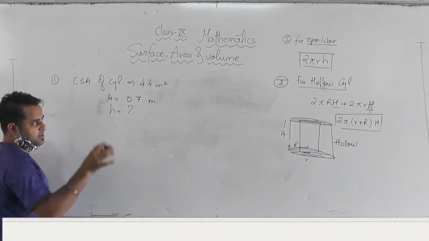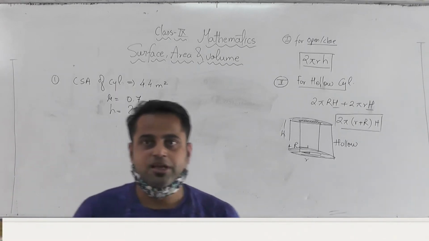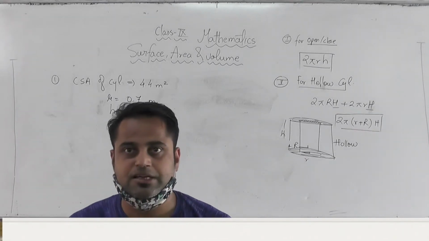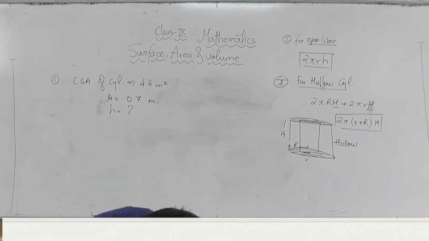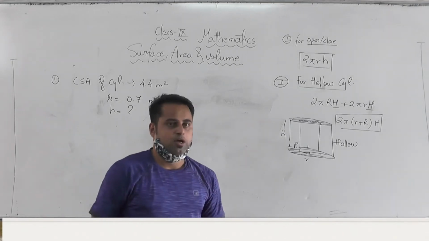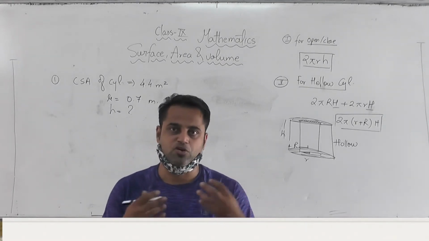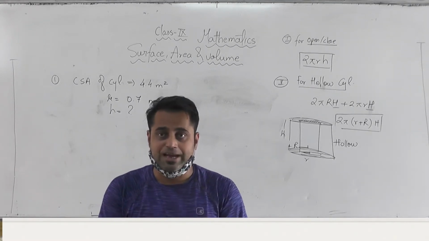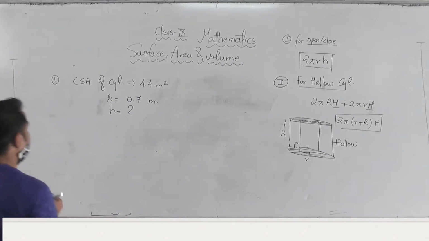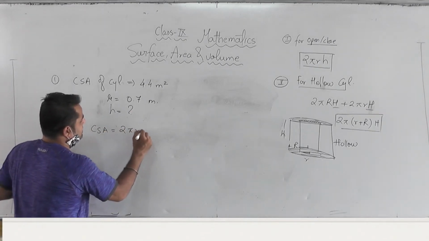Just put those values in the formula. Now see, the type of cylinder is not specified; in the question it only says curved surface area of a right circular cylinder. It is not mentioned whether the cylinder is open or closed. Whenever it is not declared in the question, we assume the cylinder as an open cylinder. So the CSA of an open cylinder is 2 pi RH.